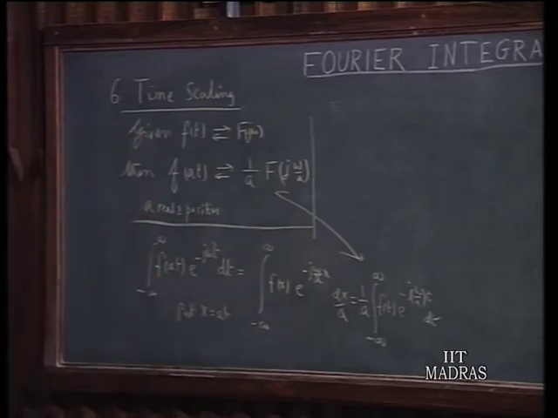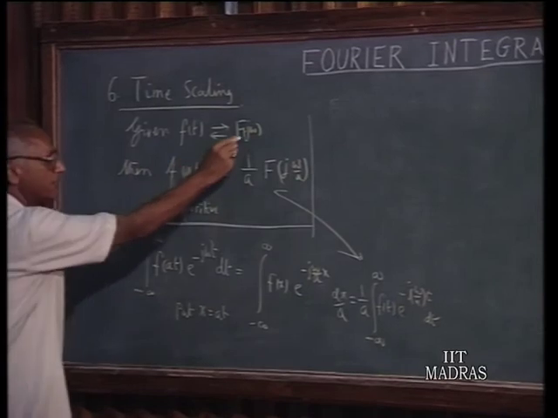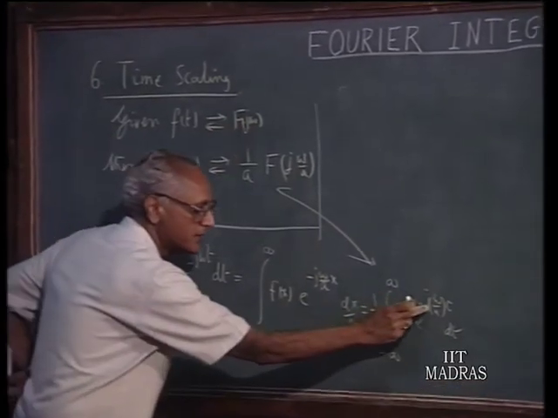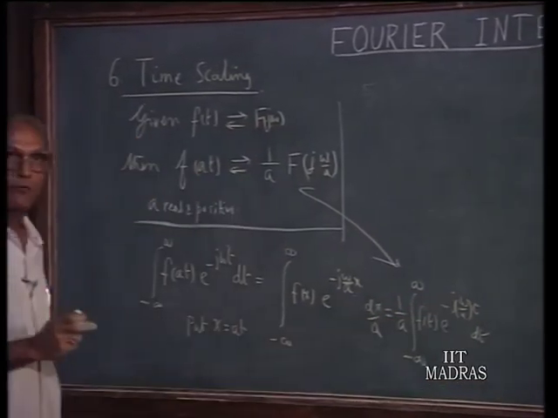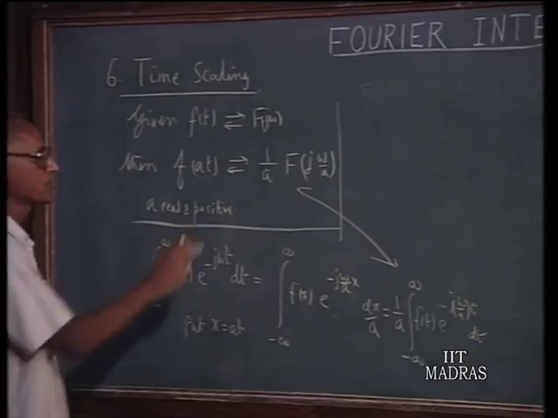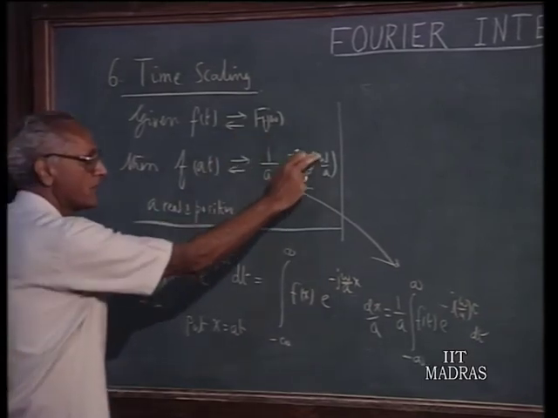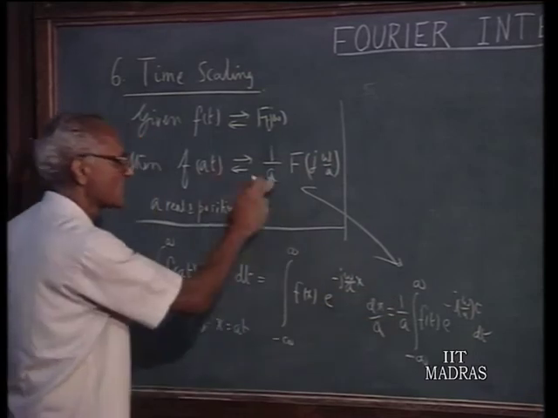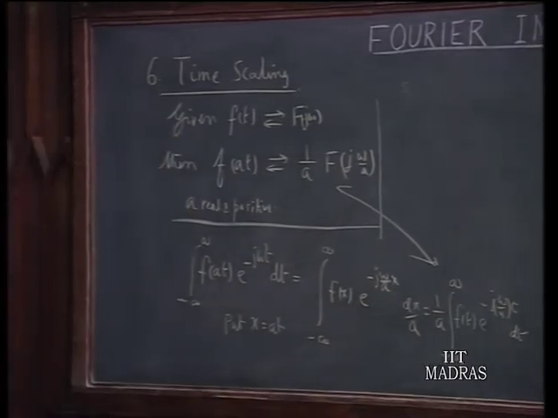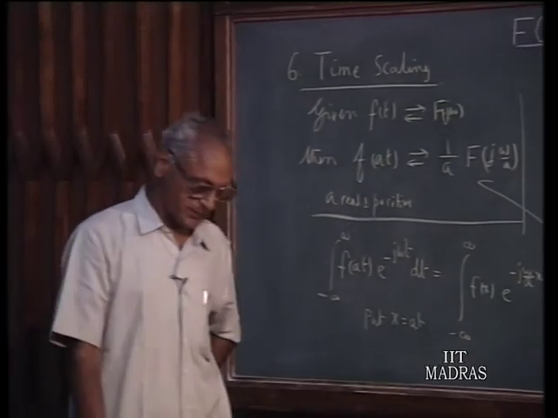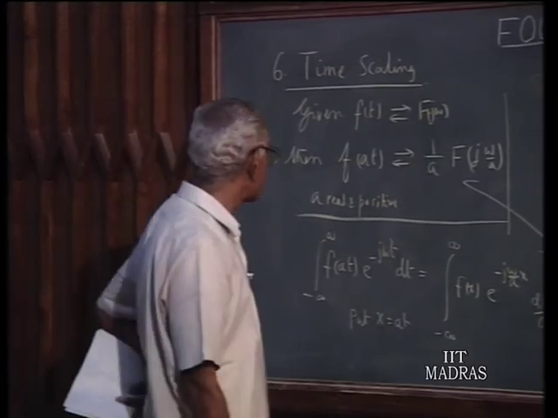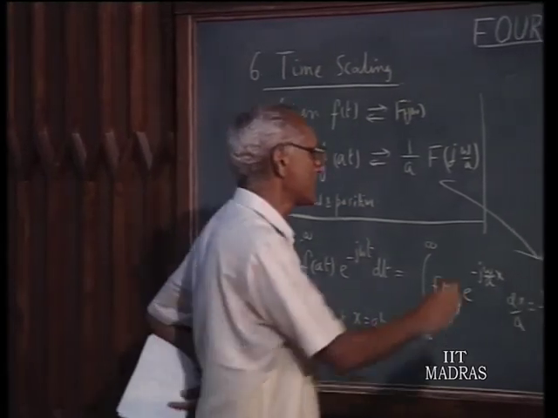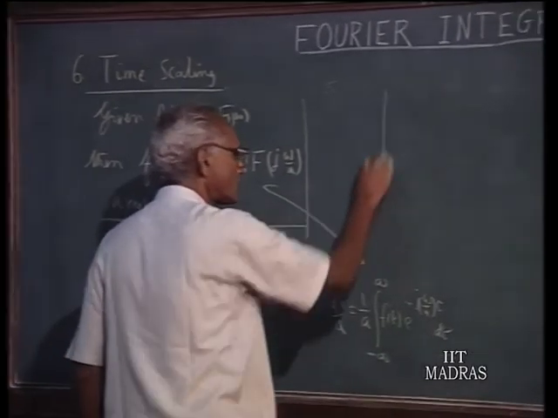And this clearly is 1 over a times F of j, instead of omega, you have got omega by a. Therefore, in the defining relation for F of j omega, you would have minus j omega t, but instead of omega, you have got omega by a. So, instead of being F of j omega, it becomes F of j omega by a, and this a is sticking outside. That is what it is. So, this again has got some important aspects in relation to scaling of time functions. Let me illustrate this.